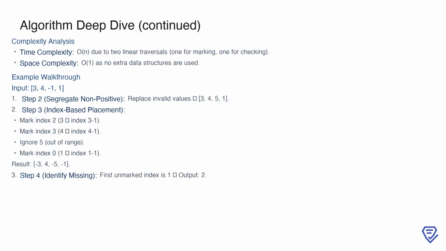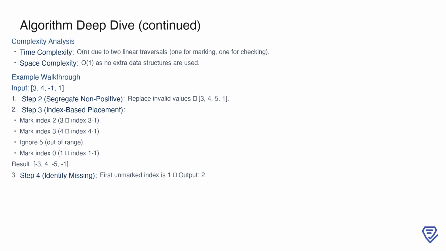Analyzing the complexity of this algorithm, we achieve a time complexity of O(n) because we only traverse the array twice, once to segregate non-positive numbers and mark indices, and a second time to identify the missing number. The space complexity is O(1), since the algorithm operates in place without using additional data structures.